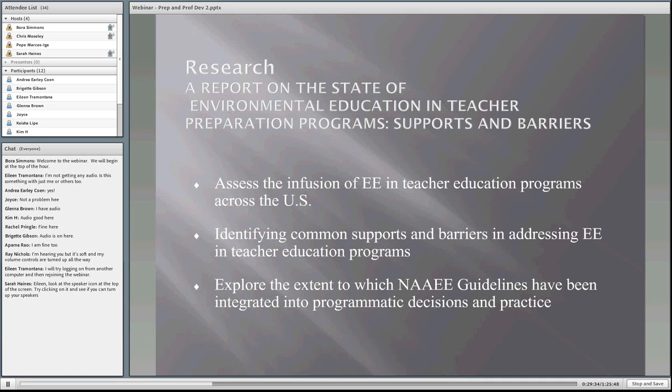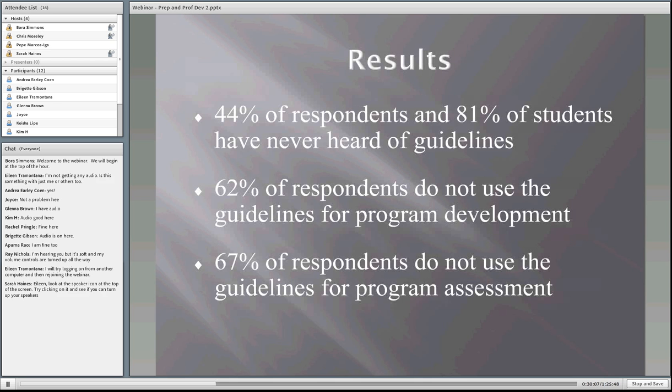Another large study, for which we're in the middle of analyzing the data, is a survey that we sent to a large list of about 800 contacts of folks who work in teacher education programs across the U.S. We were trying to find out if they are infusing EE and how they're doing it. We wanted to identify common supports and barriers in their teacher ed programs in implementing EE, and also to explore the extent to which the NAAEE guidelines have been integrated into their programs.